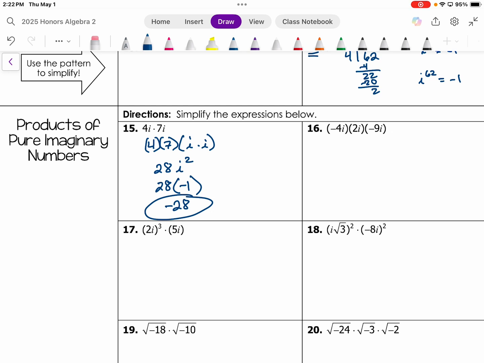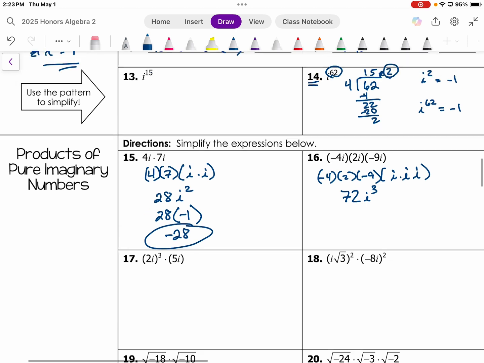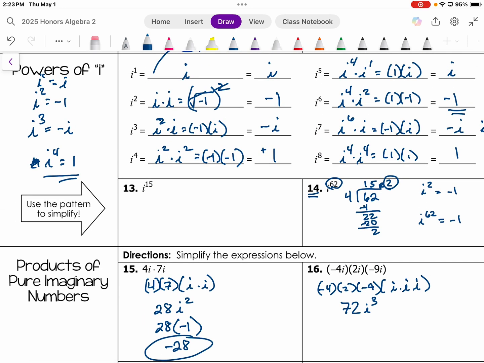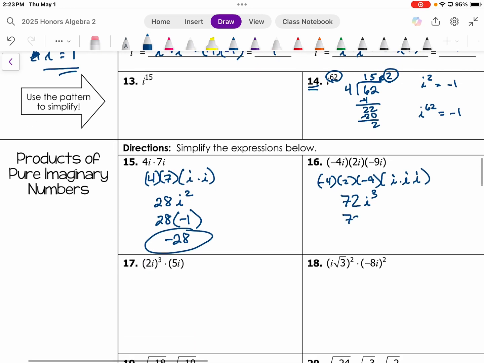Number 16, again, I can take negative 4 times 2 times negative 9, and then I. A negative times a negative is a positive, and then 8 times 9 is 72, and it's I to the 3rd power. And again, we know from our chart up above, I know you don't have it memorized yet, but I to the 3rd is negative I. So I can say now this is 72 times negative I, which is negative 72I.